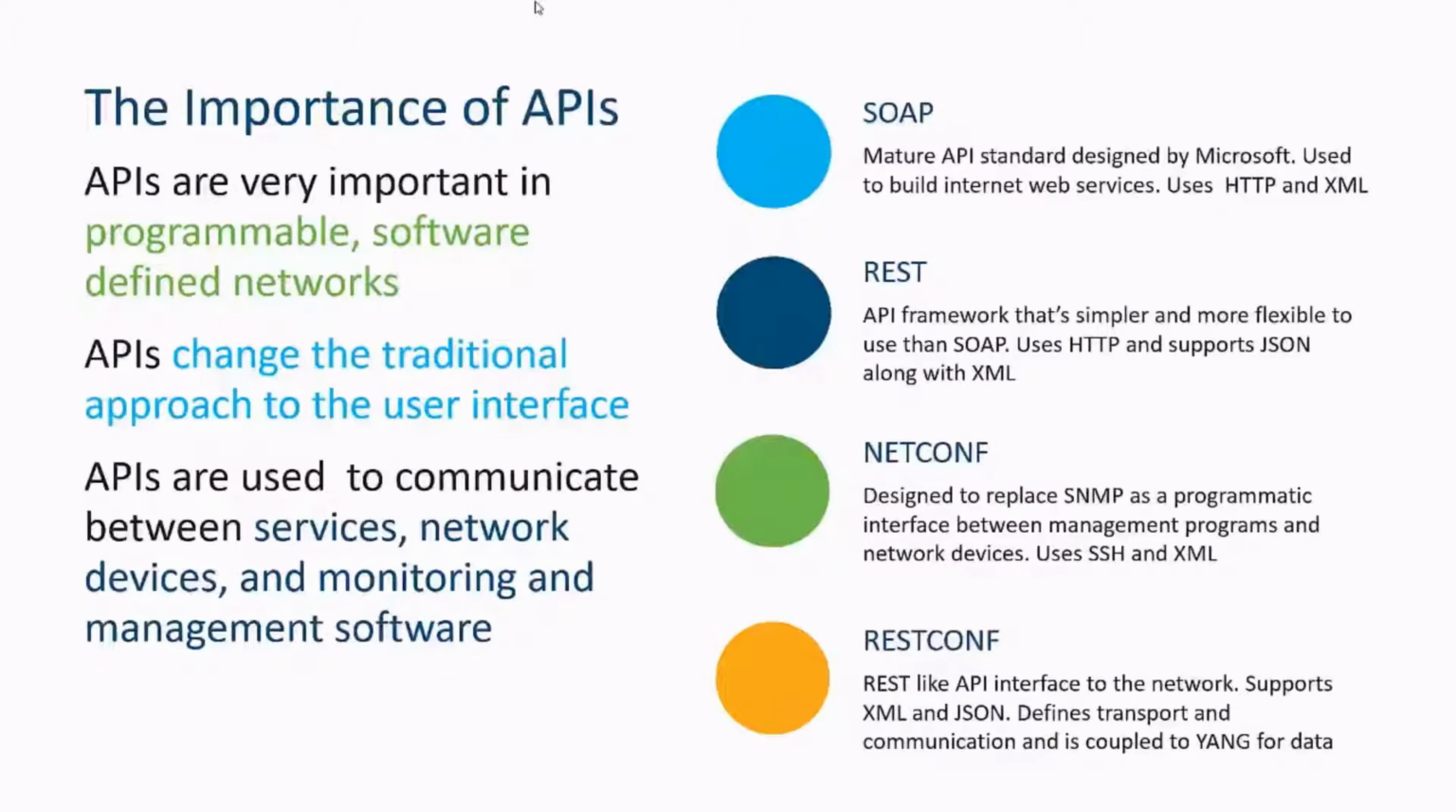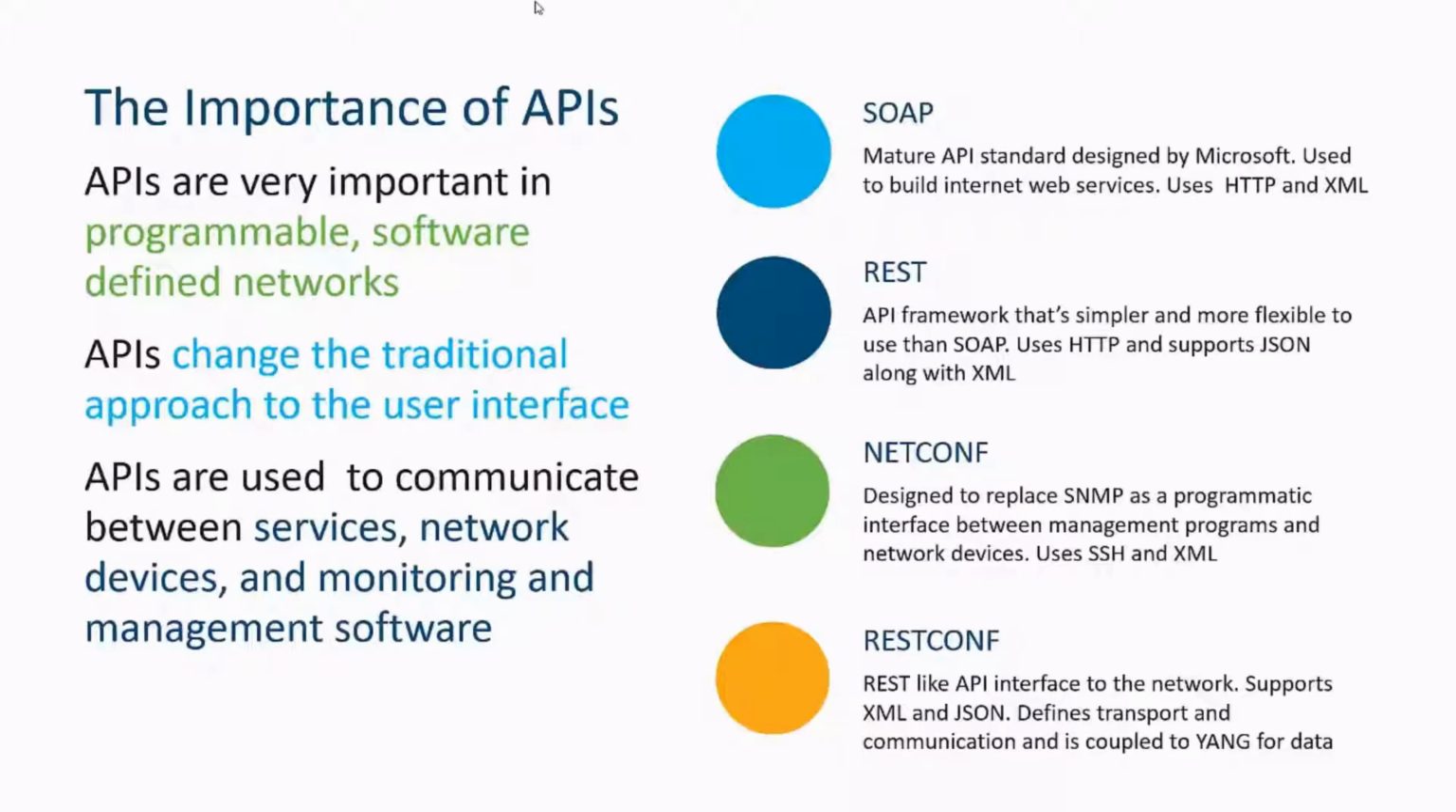The importance of APIs: APIs are very important in programmable software-defined networks. APIs are changing the traditional approach to the user interface. And APIs are used to communicate between services, network devices, and monitoring and management software.